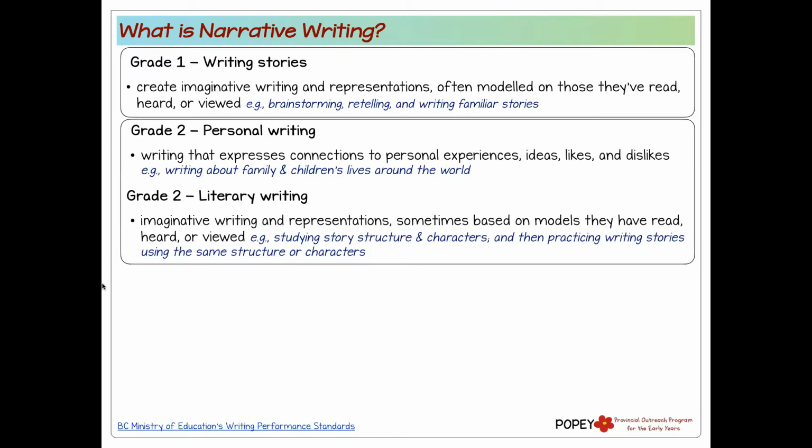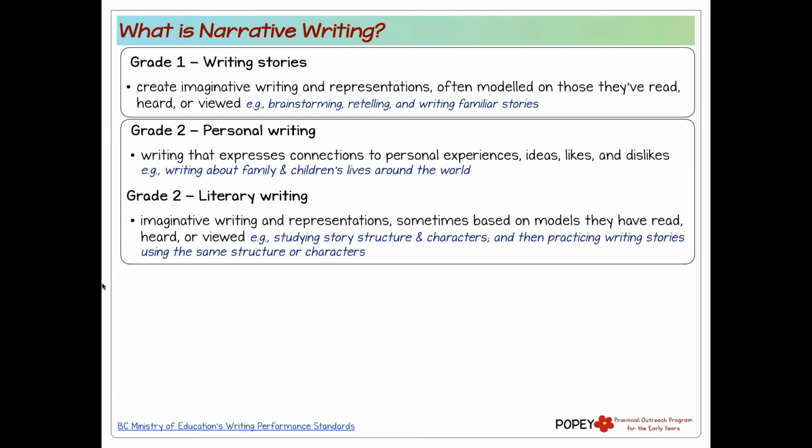And then in grade 2, it evolves and gets a little bit more sophisticated and breaks out into these 2 different types of narrative writing. So the first, you'll see there's personal writing. They're writing connections, ideas, experiences, likes and dislikes. So very much tied to their own world. So family is a really nice, obvious, easy place to start. And extending that, it might be looking at children's lives around the world and how they're different.